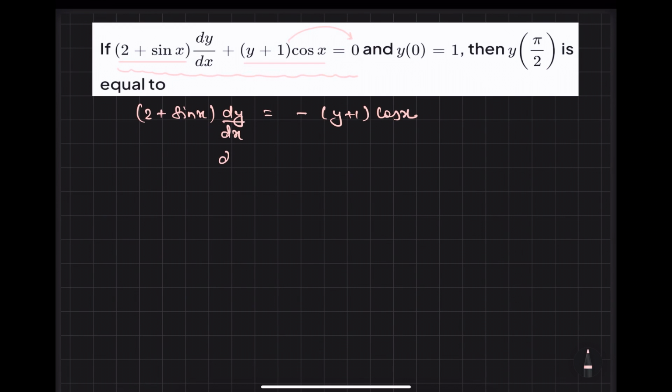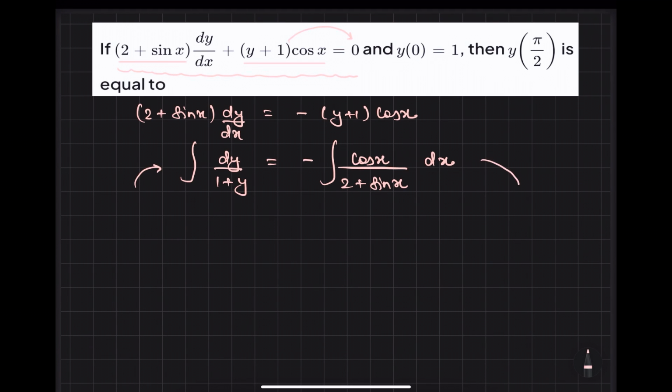So what I will do: dy/(1 + y) = -cos x/(2 + sin x) dx. Look at here. We have segregated the y thing on one side and the x thing on the other side. Now what will we do? We will integrate both sides. We will integrate this with respect to y, and this with respect to x.